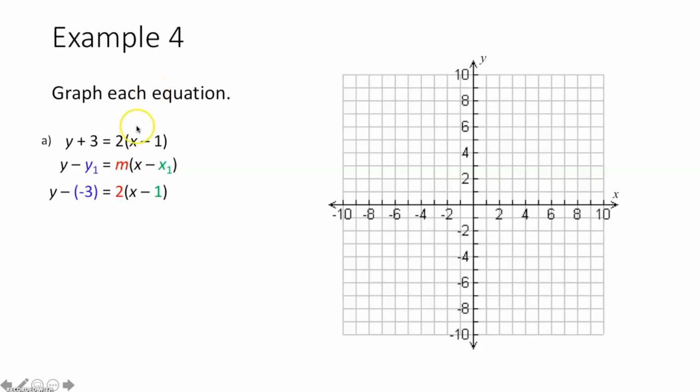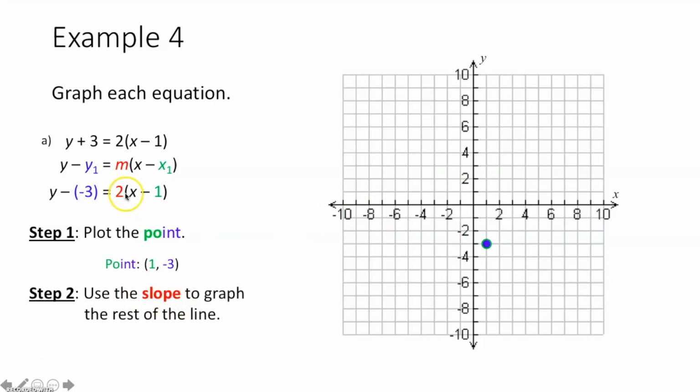So in order to graph out of point slope form, all you have to do is plot the point. What is our point? We just said it's x sub 1 comma y sub 1, which is 1 comma negative 3. So we go over 1 on our x-axis, down negative 3 on our y-axis, put a point. Now all we have to do to graph the rest of the line is use the slope.